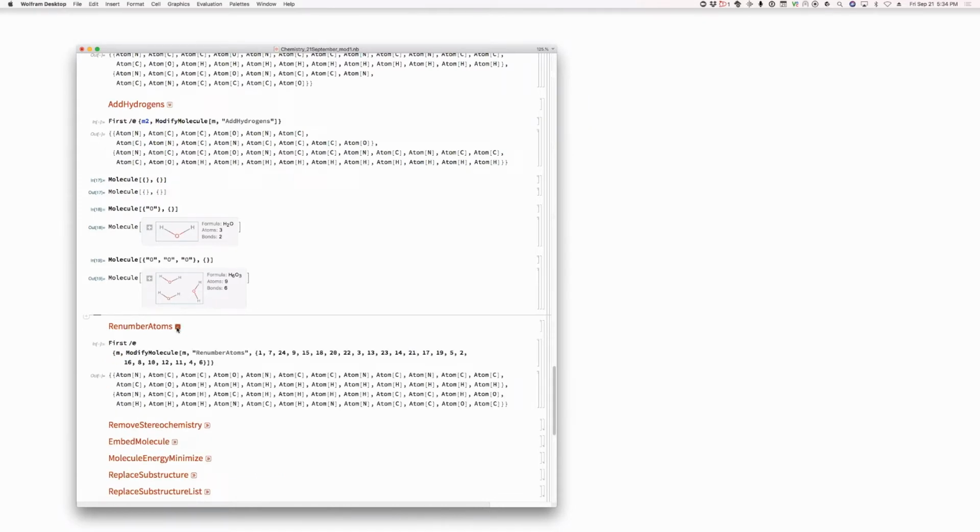Renumber atoms. What the heck does that do? Not useful in most situations, but occasionally you have two copies of the same molecule that you got from different sources, but they have their atoms in different orders. Okay, but you probably also want to support the case where that's a list of replacements. That makes sense.